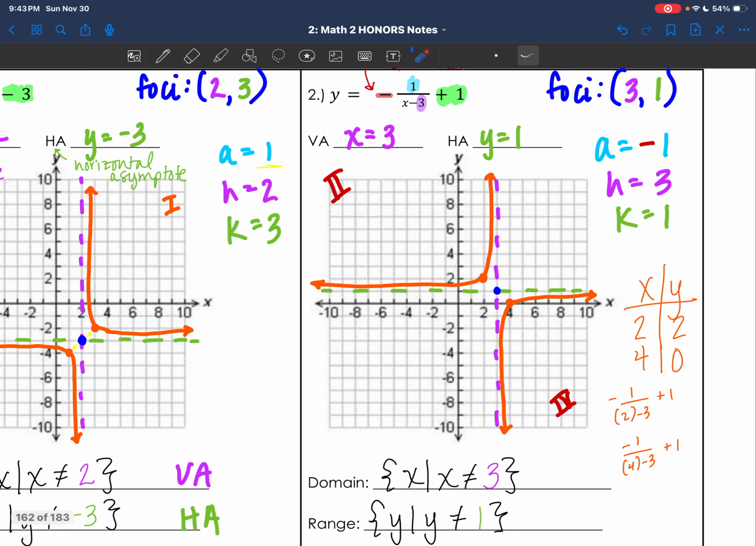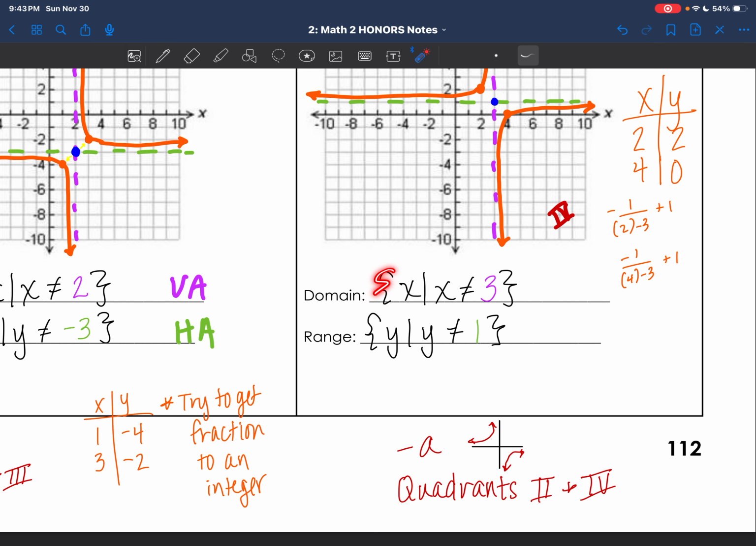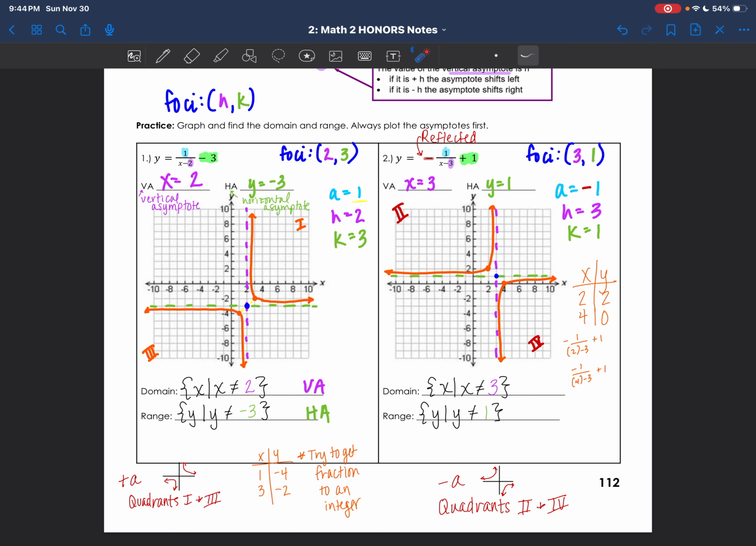And your domain, make sure you got your domain. Remember, this is your H, this is your K. And so it's saying it can be everything, any x except for 3. And then y, such that y is not equal to 1. So that's your domain and range. So then just remember your quadrants are 2 and 4 if it's reflected.